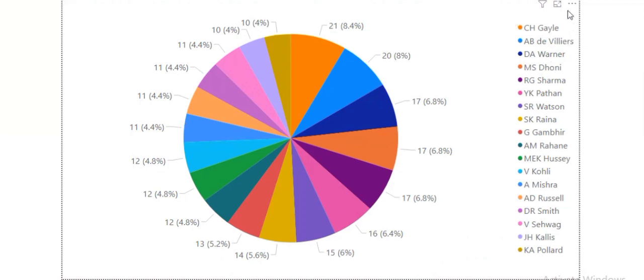So if a franchise is looking for a good player for their team, they should definitely look at Chris Gayle. This is what I have found from this data.